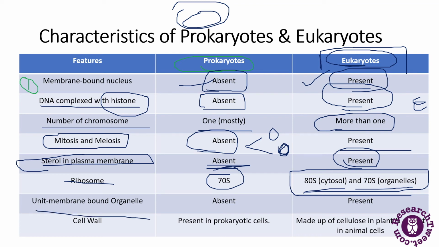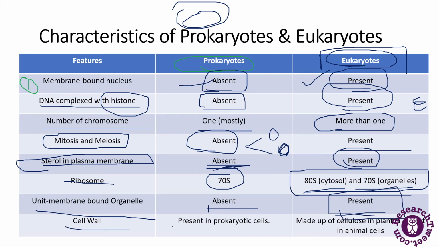Then membrane bound organelles. The prokaryotes lack these organelles, but the eukaryotes have them. As I have told, they do not have the mitochondria, they do not have the endoplasmic reticulum, they do not have the Golgi bodies. But in the case of the eukaryotes, they have all of these and they are all membrane bound.